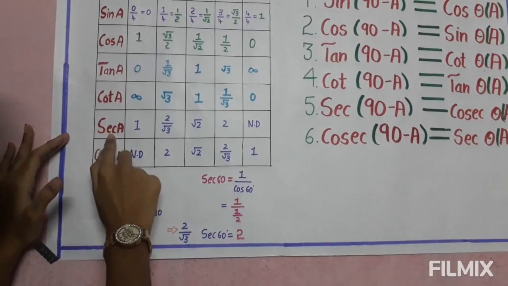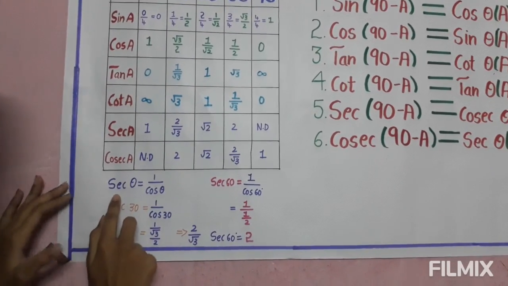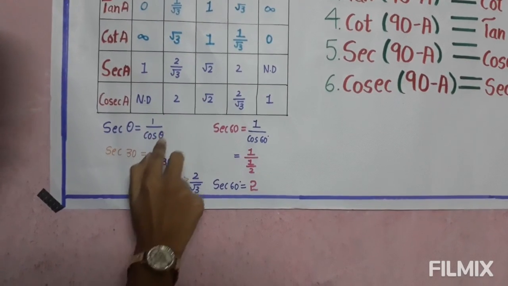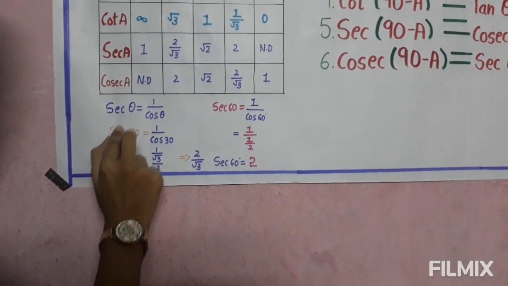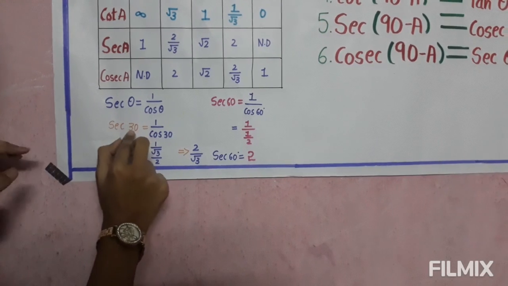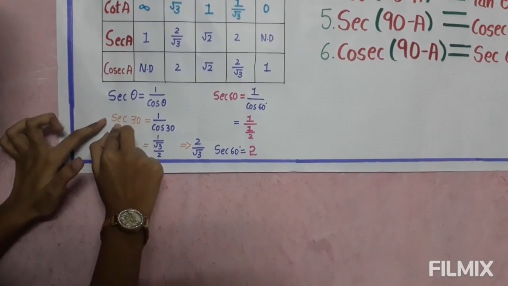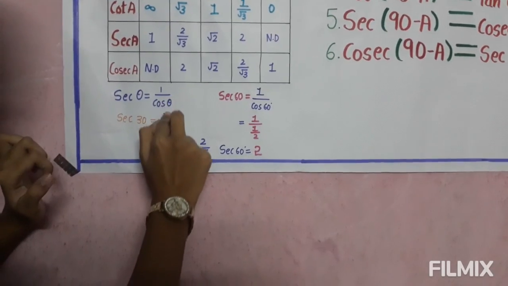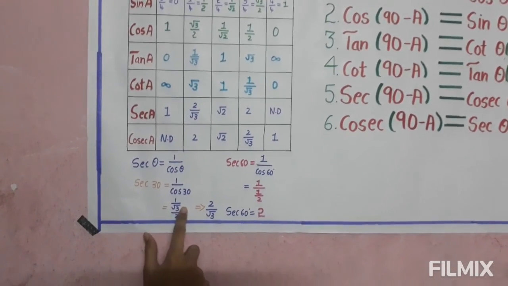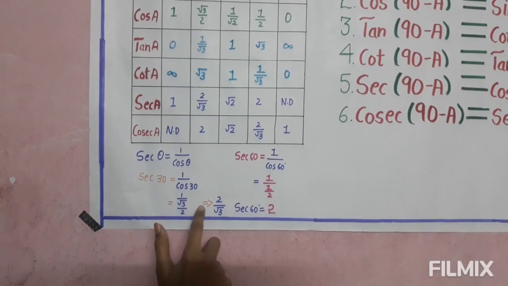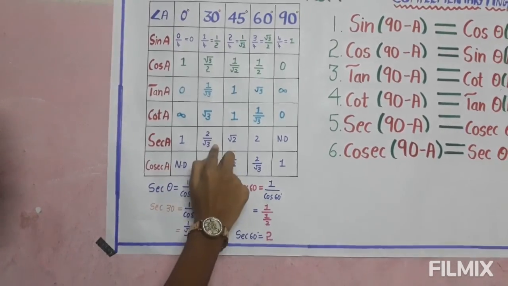Sec is the reciprocal of cos theta. So here is an example where sec theta equals 1 by cos theta. This is the main formula. Then if we take the angle 30, if we would like to get the value of sec 30, then sec 30 equals 1 by cos 30. That is equal to 1 divided by root 3 by 2, which equals 2 by root 3. We got this value where sec 30 equals 2 by root 3.